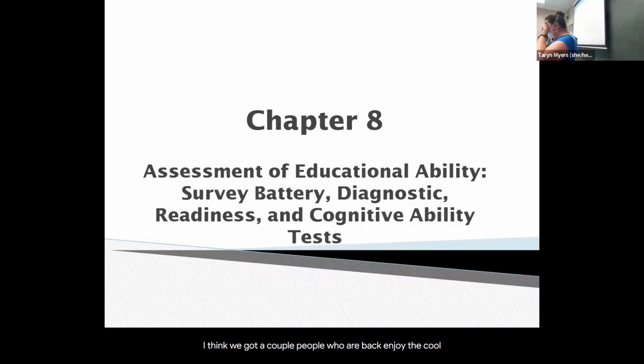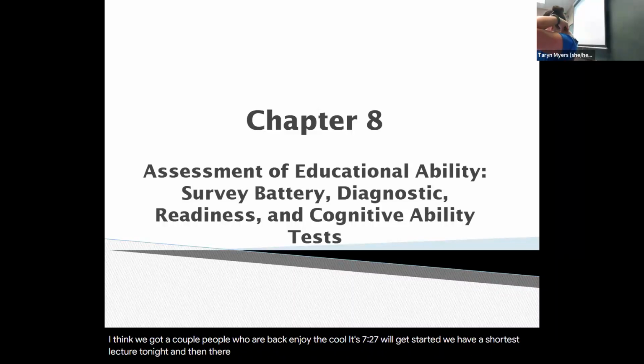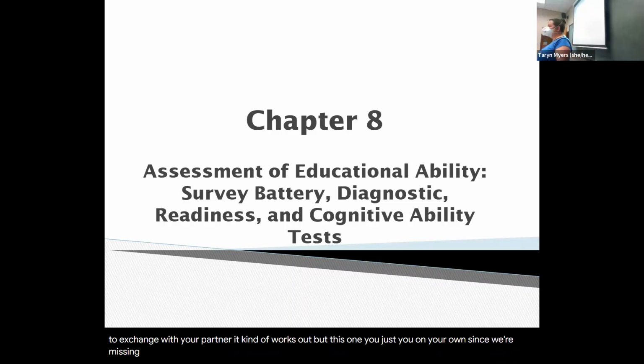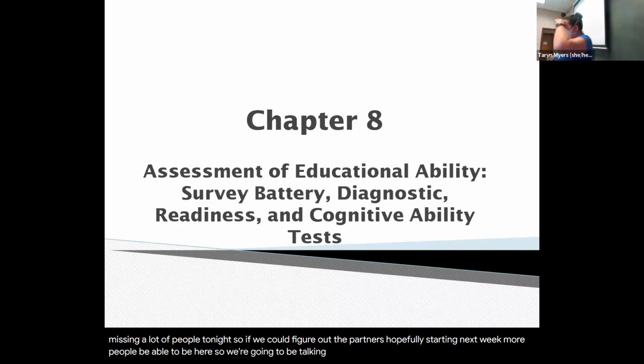All right, it's 7:20, so we'll get started. We have a shorter lecture tonight, and then there is a quick assignment. This is the first in the series of tests that you'll be taking to exchange with your partner. It works out that this one you just do on your own, since we're missing a lot of people tonight. If we could figure out the partners, hopefully starting next week, more people will be able to be here. So we're going to be talking about assessments of educational ability.